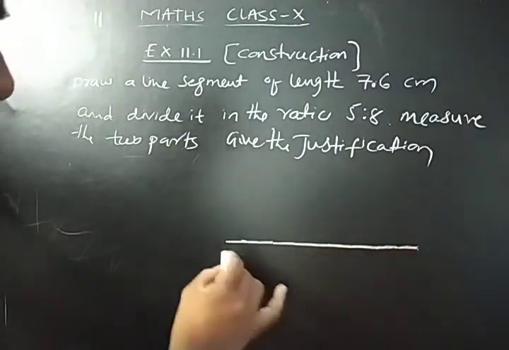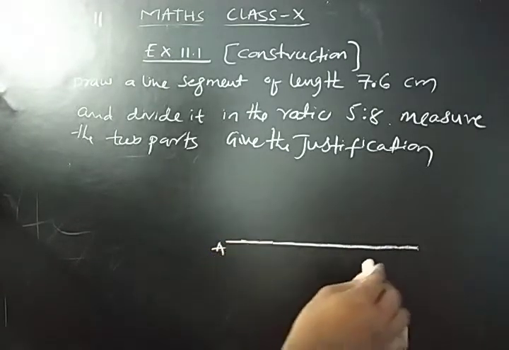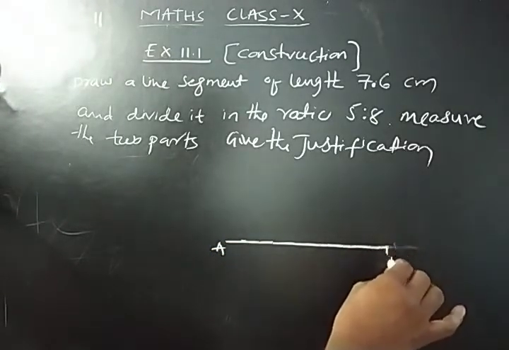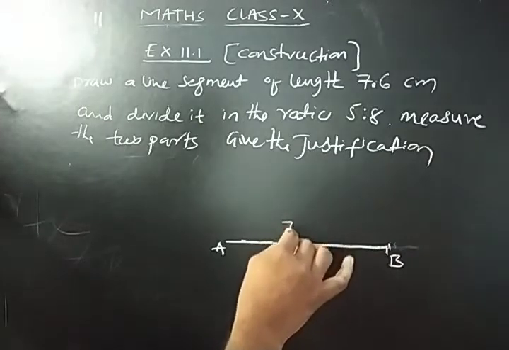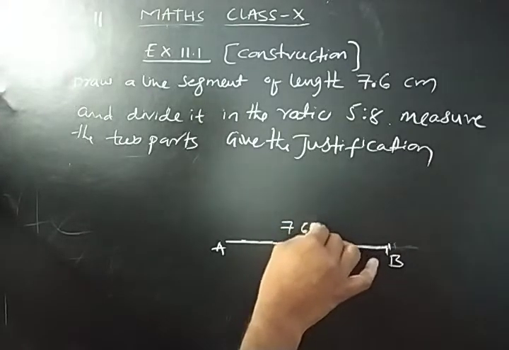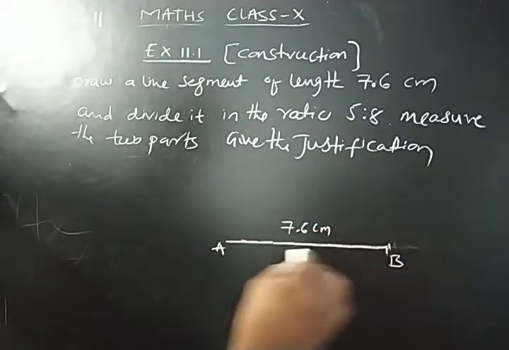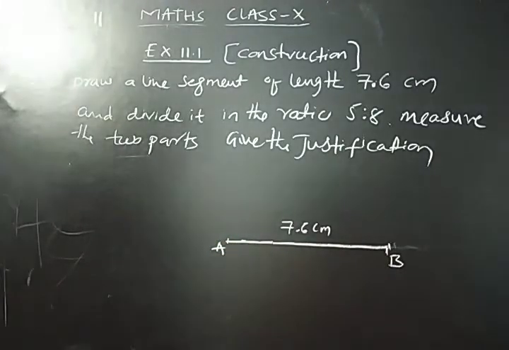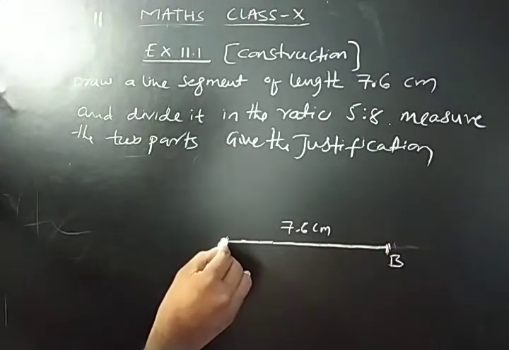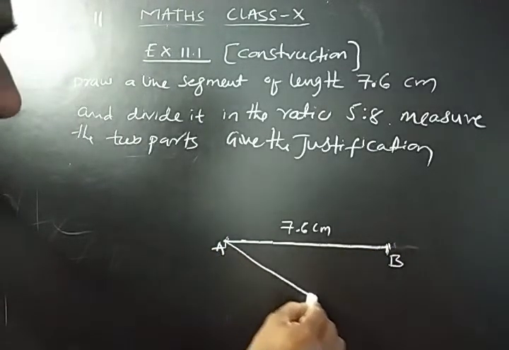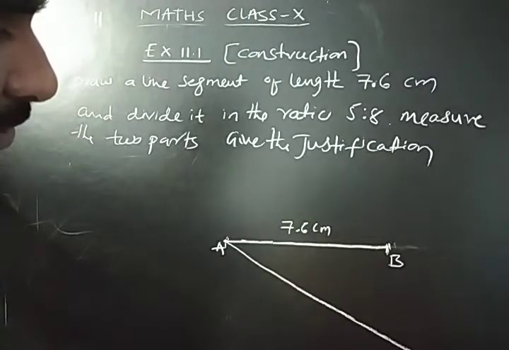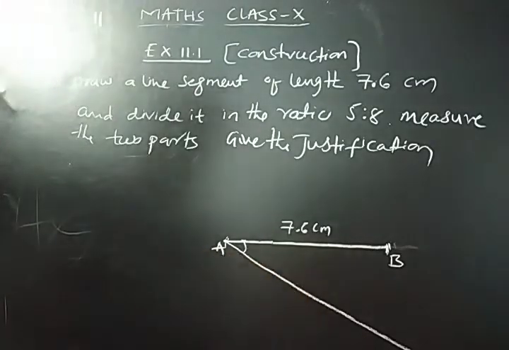Using the scale, draw a horizontal line denoted by AB. It should have the length 7.6 centimeters. After drawing AB, draw a ray which makes an acute angle with AB.